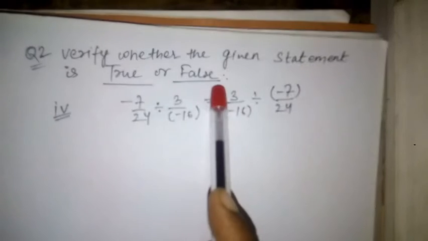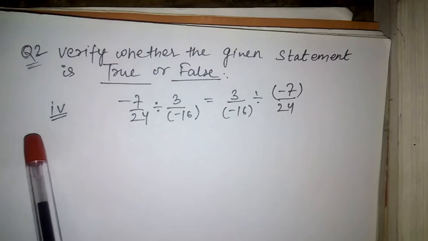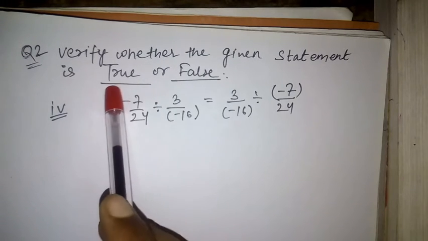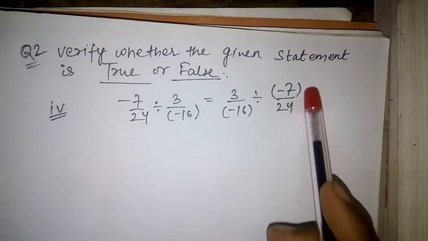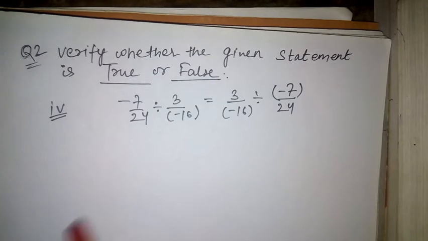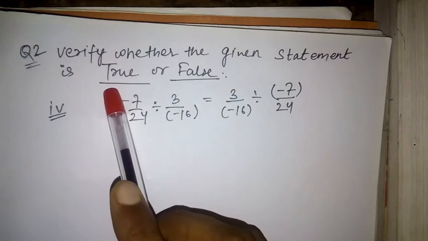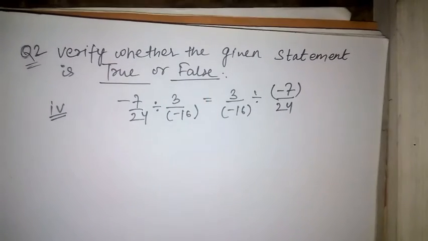Now students, let's move to question number 2, in which we have to verify whether the given statement is true or false. So I am taking question number 4. Students, you can see that in such type of question you have given two sides. This side is called LHS and this side is called RHS. In this question you have to simplify LHS and RHS both. If you are getting the same answer in LHS as well as in RHS, then this statement is true. But if you are not getting the same answer in LHS and RHS, then this statement is false.